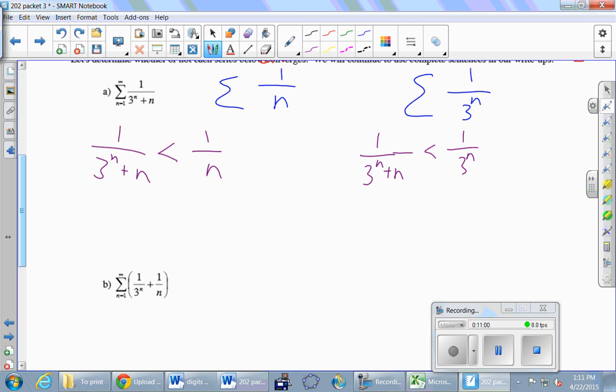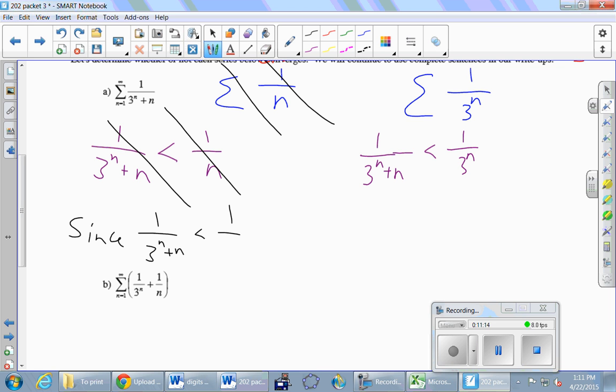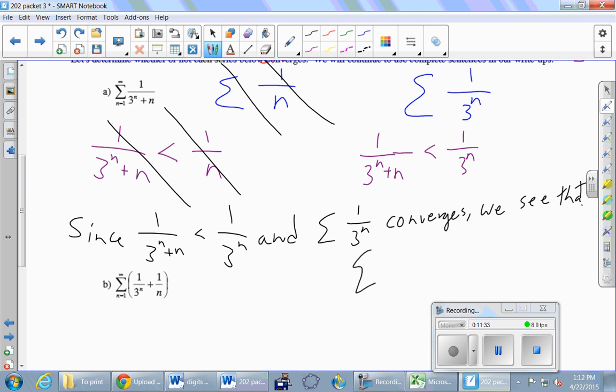I'm going to put some big lines right through this. This was not helpful to us. But we had 1 over 3 to the n plus n smaller than 1 over 3 to the n. And the sum of 1 over 3 to the n does what? Converges. We see that our series, 1 over 3 to the n plus n, what does it do? Also converges.